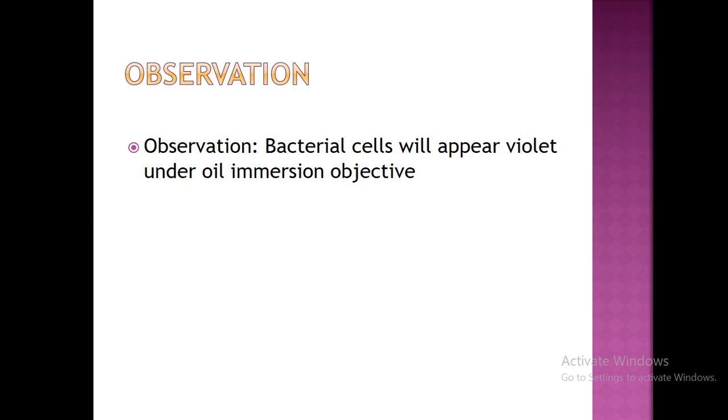At the end, the observation you can make is that if you are using crystal violet, the color of the cells will be violet. If you have used methylene blue, the color of the cells will be blue. Whatever the type of stain used, the color of the stain will be the color of the cells. Here we have used crystal violet, so cells will appear violet in color under the oil immersion objective. So this is the observation of simple staining.